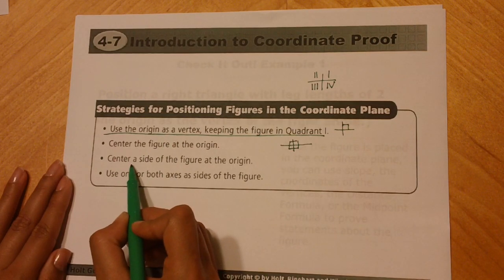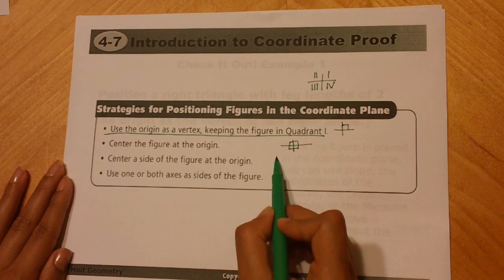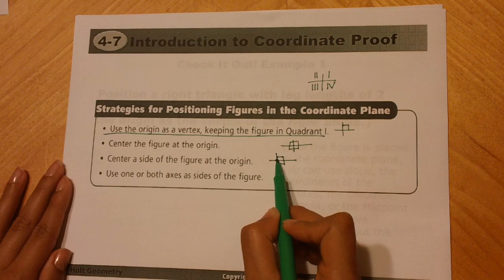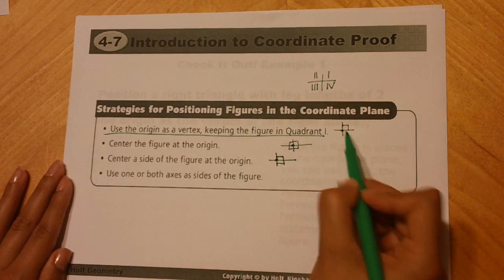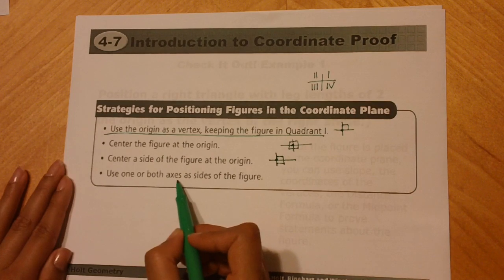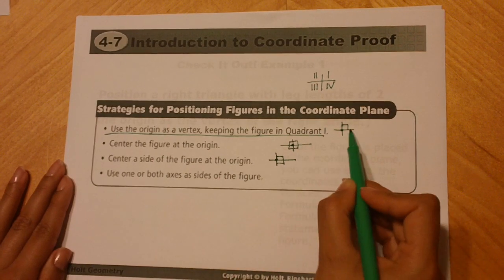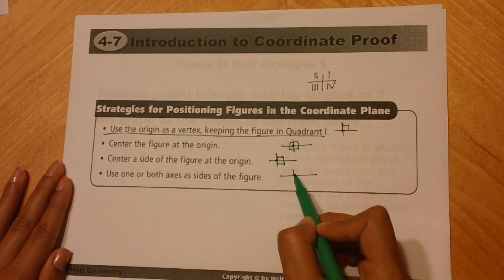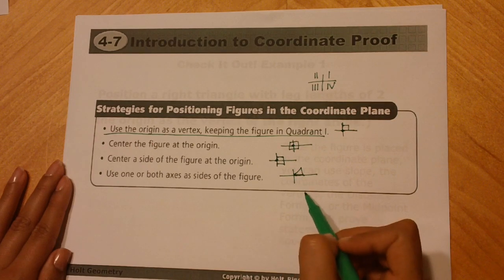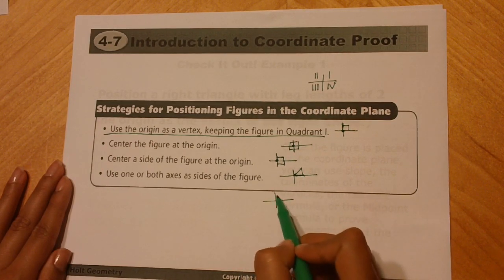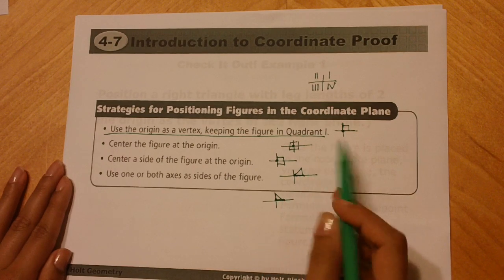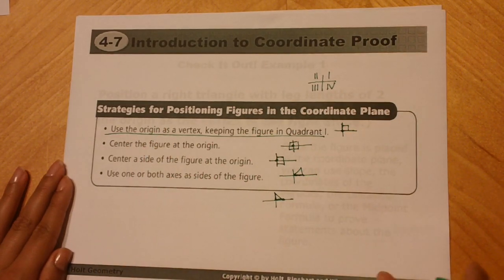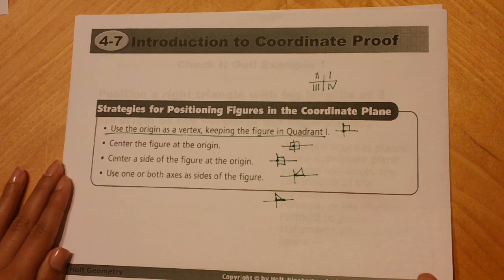The other suggestions are to center one of the sides of the figure at the origin. So if this is my coordinate plane, then I'm putting the center of one of the sides of my square there. There's my center on all of them. Or it says that you can use one or both of the axes as the side of the figure. So this is similar to that one because it's using both of the axes. If I have a shape like a triangle, then I'm only going to be able to use one of the axes. Unless it's a right triangle, then I'll be able to use both. So we're going to put figures on a coordinate plane, and these are our hints in order to be able to solve problems when we have that option.